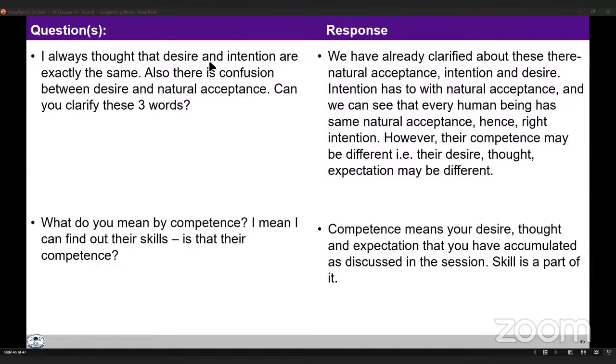Would anyone want to attempt that? You can unmute and just place your understanding of this. Do you think that desire and intention are exactly the same? Are they the same? Are they different? Natural acceptance means something that comes naturally to us, isn't it? Would anyone want to attempt this, want to say something about this?